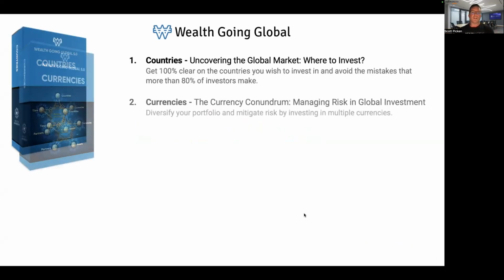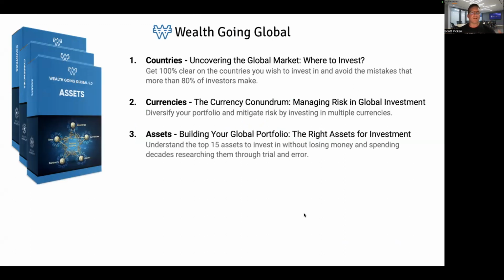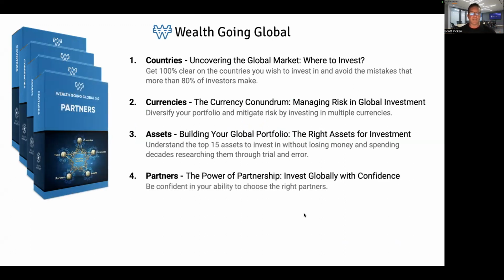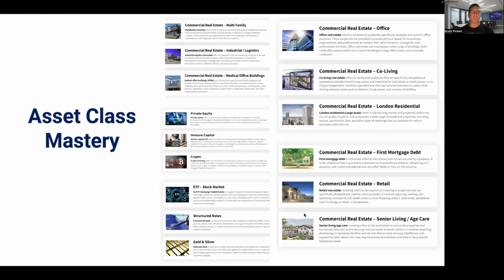If you want to do Wealth Going Global, you've got the countries. How do you find the right countries? How do you find the right currencies? What are the top 15 assets? How do you find the right partners? How do you build a wealth plan over time? If you want to go to Asset Mastery, you've got all the different assets where you'll meet all the different partners.